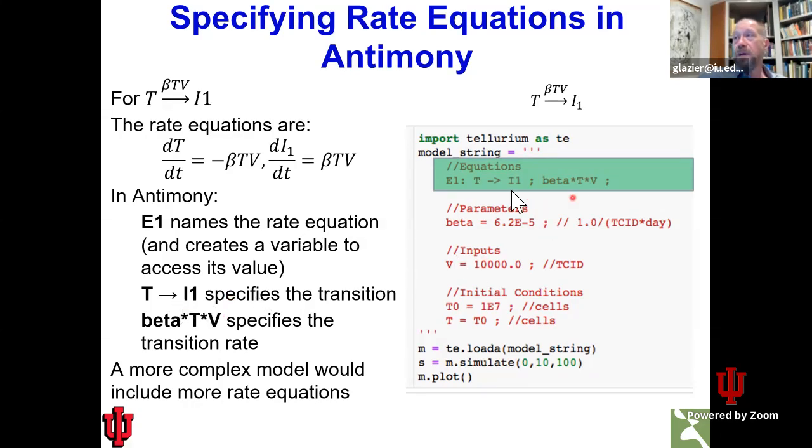T goes to I1 specifies the chemical reaction or the transformation. Beta times T times V specifies the transition rate. And if I had T goes to I1 goes to I2, I'd have another line. And in principle, if I had hundreds of arrows, I could have hundreds of lines in my code.